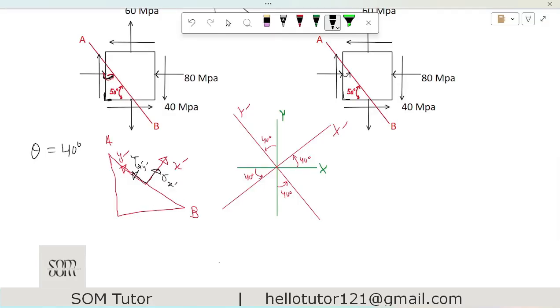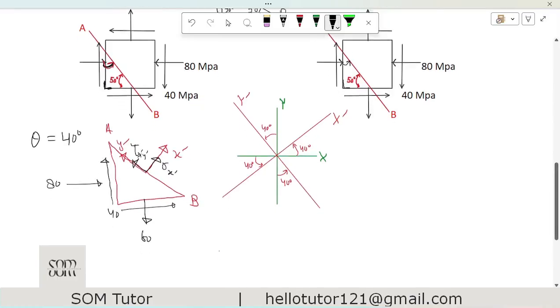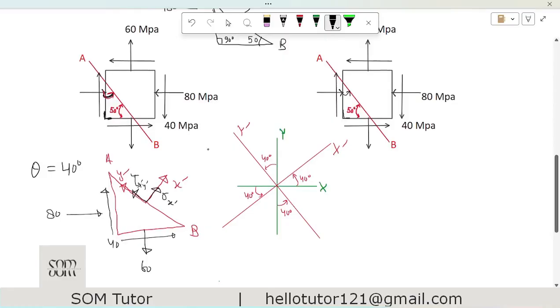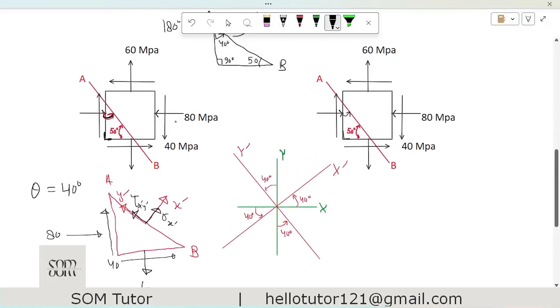Again here we have these stresses. This is 60, and this is our shear stress, this is 40, and this is our 80. Now again, what are the sign conventions? We can take the sign convention from the positive side, as I have done earlier, or we can take it from this side. But we will take it from the positive side, because this is the positive side.